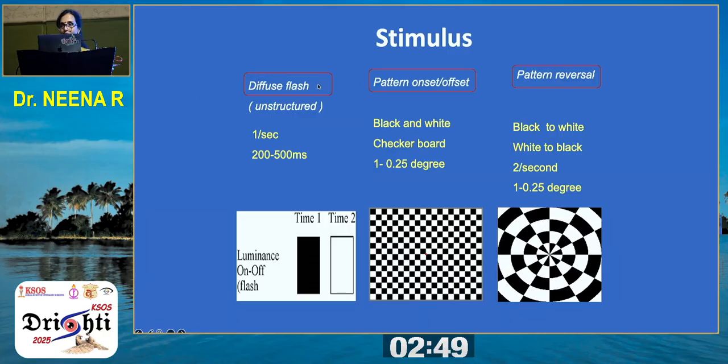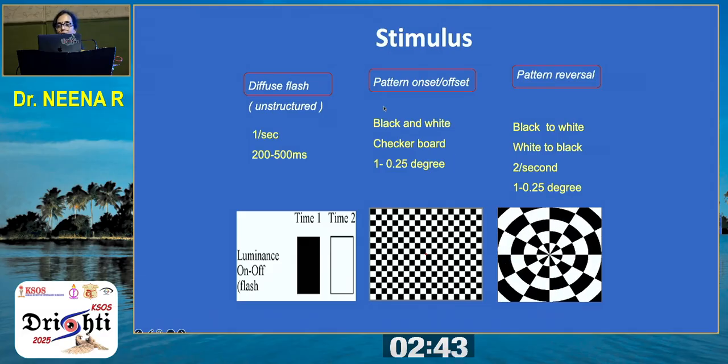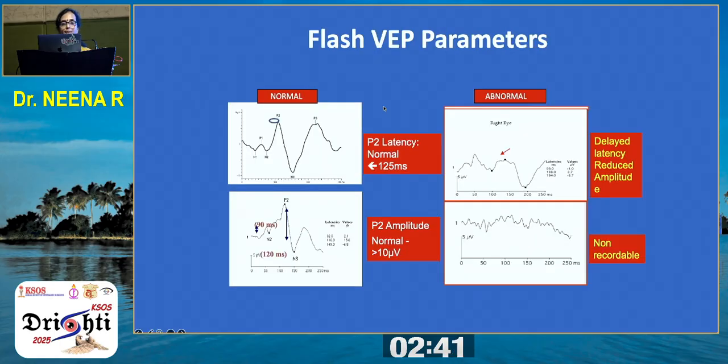So when you have a flash VEP, it's a diffuse flash stimulus, but when you have a pattern VEP, it could be either a pattern reversal stimulus or a pattern onset offset, which can be done. So a brief word about how you look at the parameters of flash VEP. You have negative waves and positive waves. You look at the second positive deflection, which is the P2.